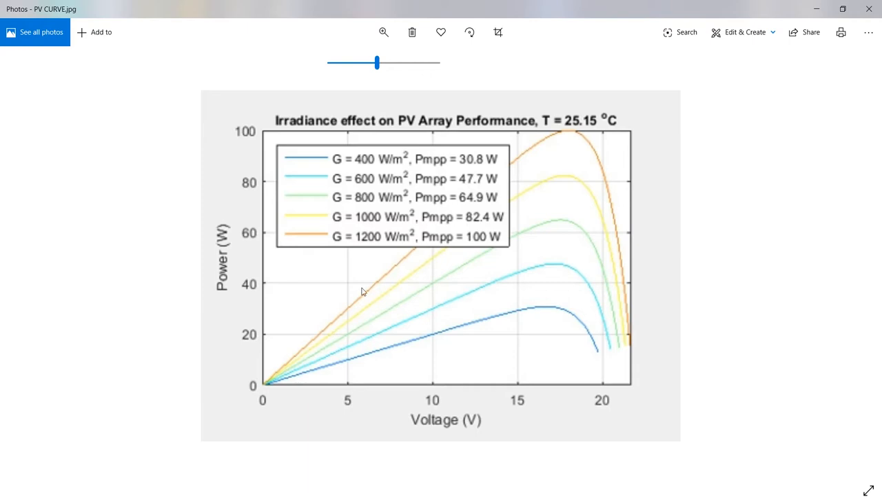So for example here, this is the peak value, which is 100 watt, at solar irradiance of 800 watt per square meter. This is the maximum power point, which is 64.9 watt. So the MPPT should extract the maximum power at this point.